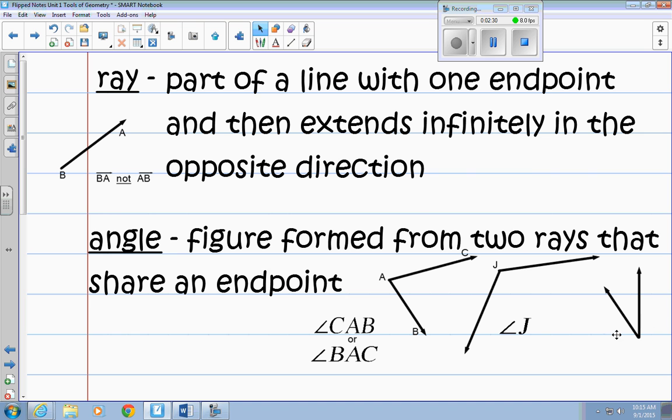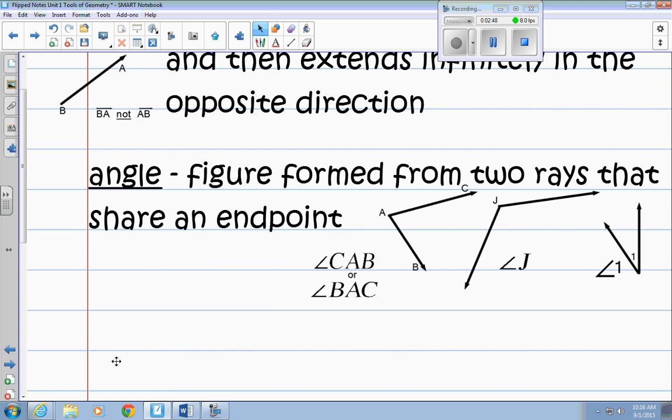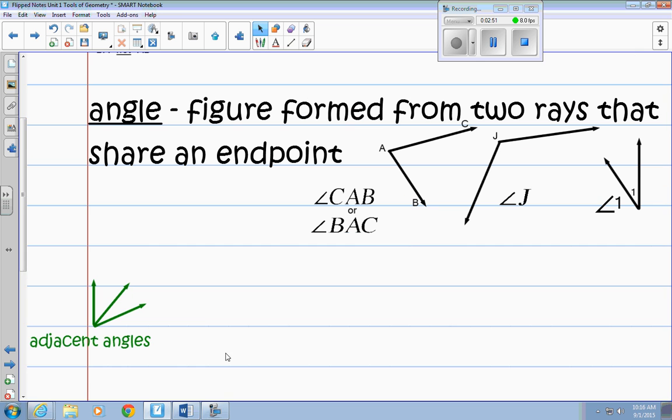And then occasionally you'll also see angles named with numbers. The number will be inside. If there's no degree measurement with the number, that's how you'll know that it's naming the angle and not giving you the measurement of that angle. Okay, and the symbol for an angle is just this kind of squished letter L. Okay, so like I said, we have different kinds of angles.